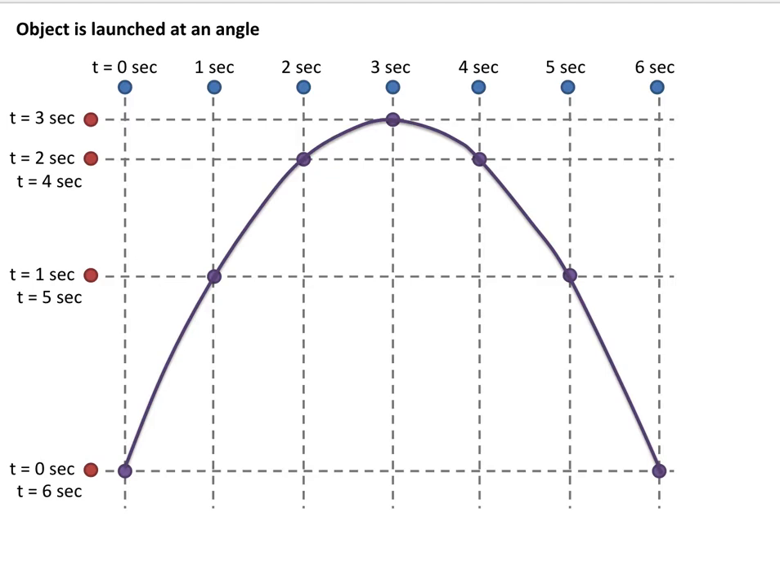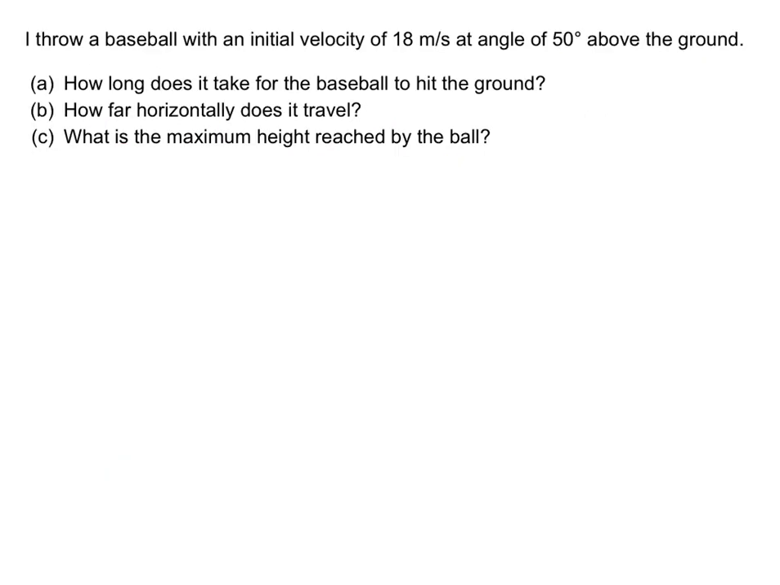Let's take a look at an example of how this might play out. All right, so in this situation, this baseball has been thrown at 18 meters per second, but not straight up and not horizontally. It's been thrown at an angle. So we need to think about how does that fit into our understanding of projectile motion. First of all, it might be a good idea to sketch out what that looks like. 18 meters per second could be represented with a vector arrow, and we would point it 50 degrees from horizontal.